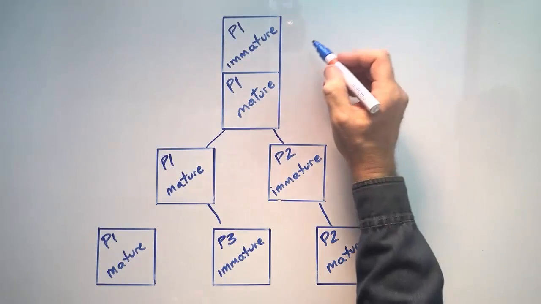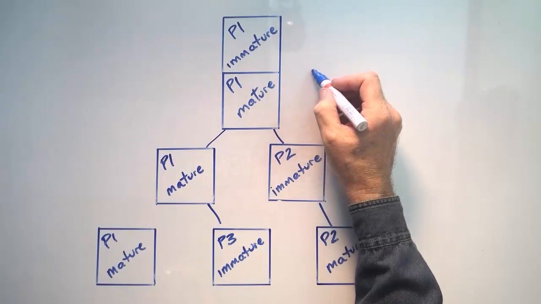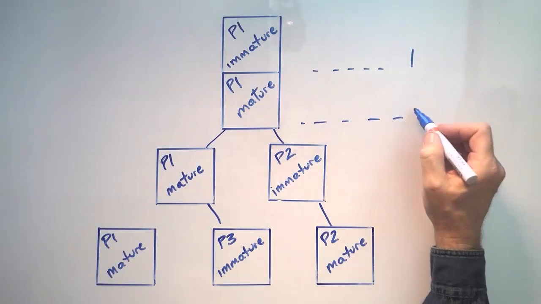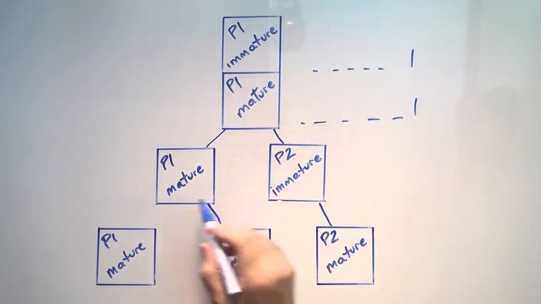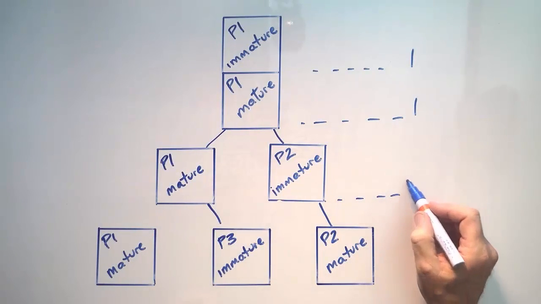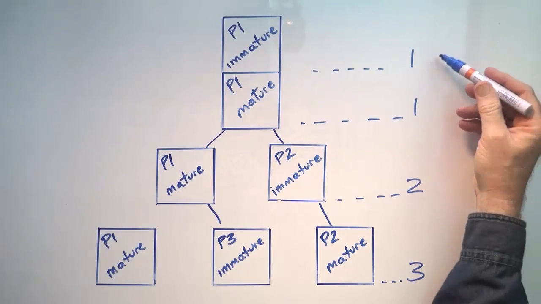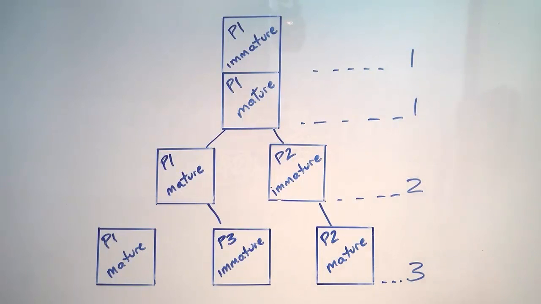So, at the end of the first month, there is 1 pair, and at the end of the second month, there is also 1 pair. At the end of the third month, there are 2 pairs, and at the end of the fourth month, 3 pairs. So far our sequence is 1, 1, 2, 3.